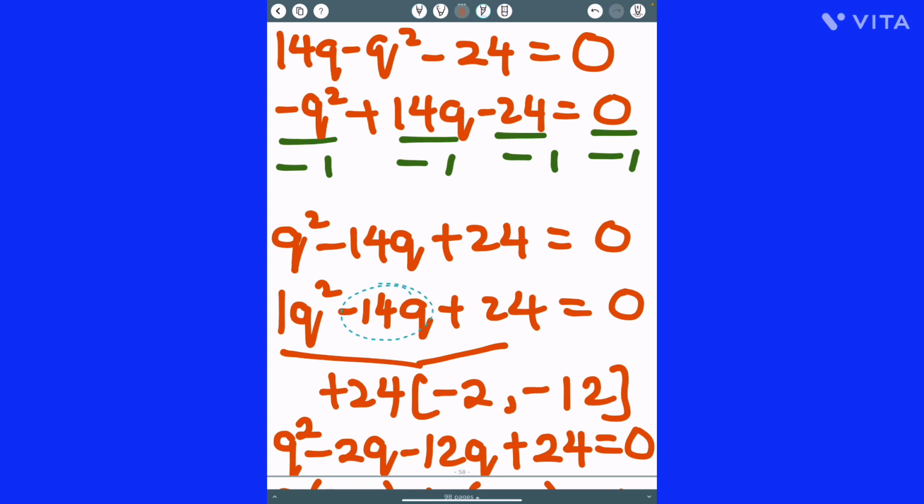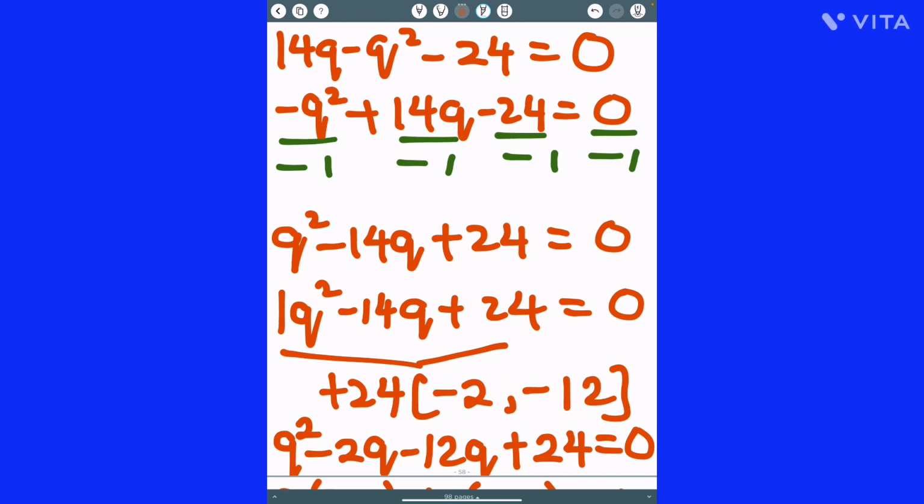When added, I'll get the middle term, minus 14. But when multiplied, I'll get the value of 1 times plus 24, which is plus 24. So the two factors are minus 2 and minus 12. Minus 2 added to minus 12 is minus 2 plus minus 12, and it will give me minus 14. Then minus 2 times minus 12 will give me plus 24.